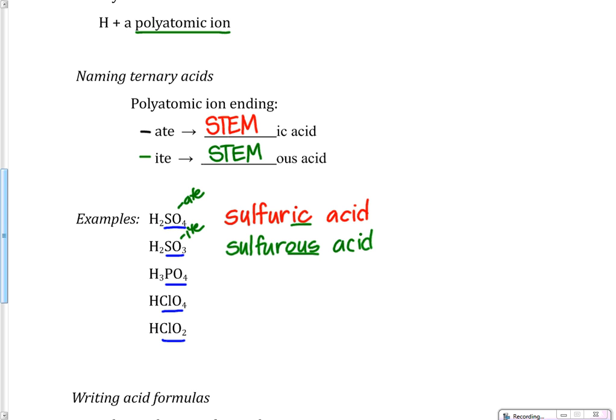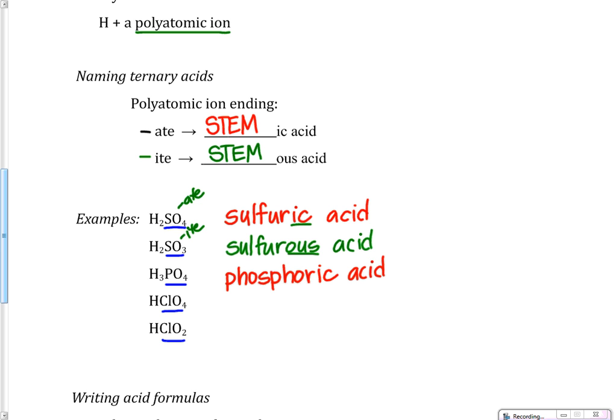So PO4, phosphate, would become phosphoric, but technically correct would be phosphoric acid. If you wrote phosphic, most teachers would still give you credit, but when it has a fur sound at the end, sulfuric and phosphoric, we pronounce that last syllable.